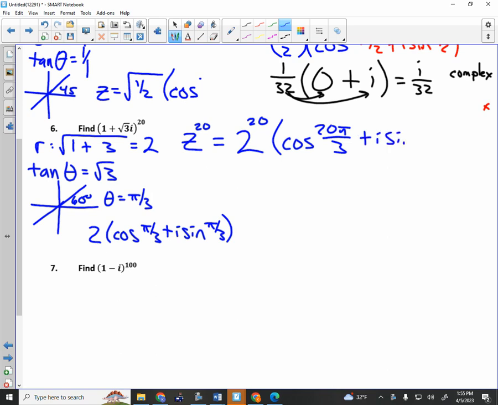Plus i sine of 20 pi over 3. Can we leave it like that? Why not?